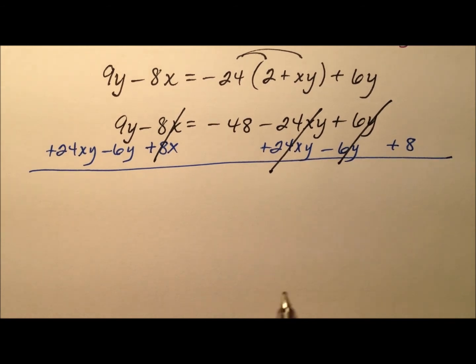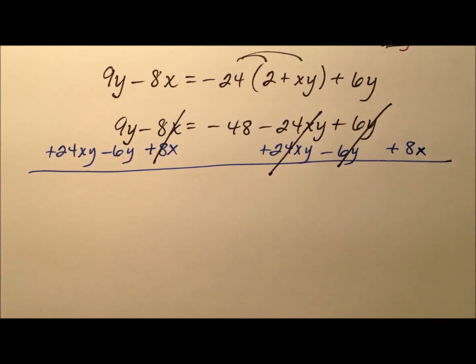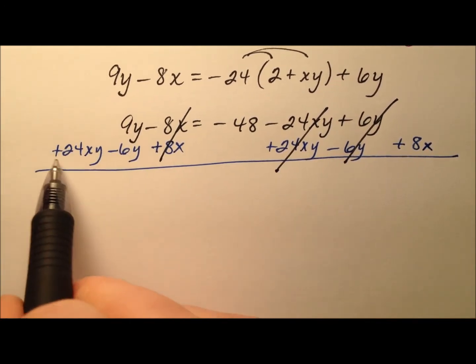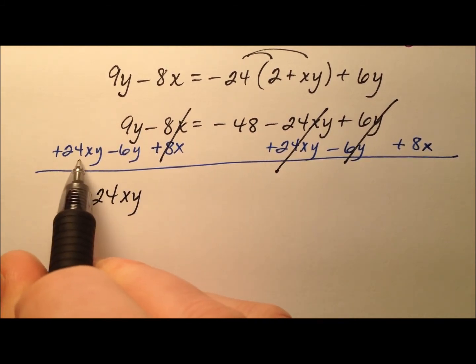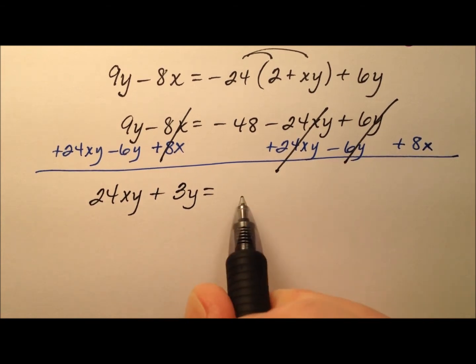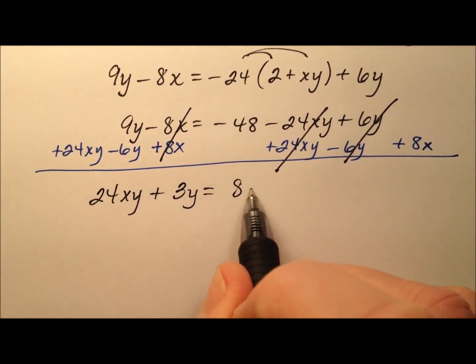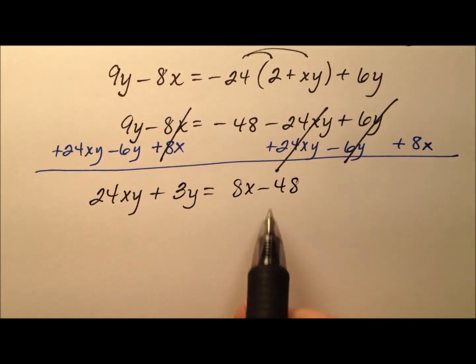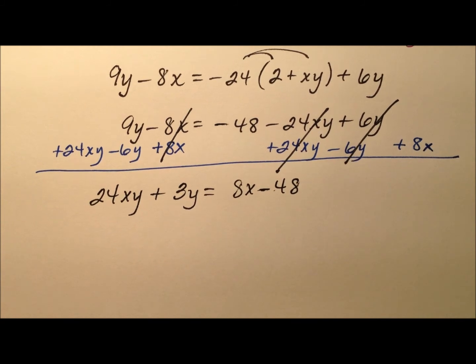And let's not forget the x over here, so it's an 8x. So what we have here is 24xy, that guy right there, and then plus 3y, and that will equal negative 48 plus 8x. Let's go ahead and put that 8x first because it's positive, and we'll tuck this negative in the middle here as a subtraction sign.